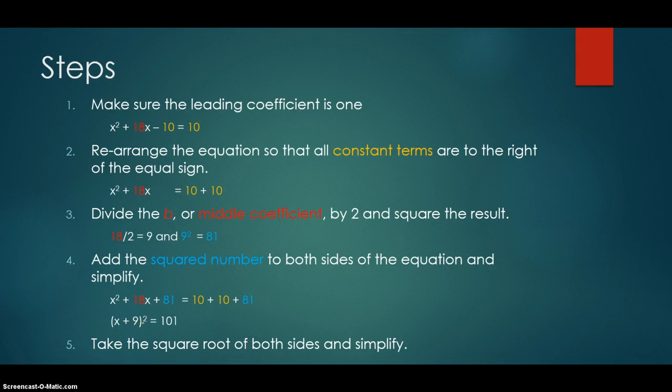We've got x minus 9 squared equals 101, and then we're going to take the square root of both sides and simplify. Believe it or not, some kids prefer this method. Once they learn it, this is the one they'll always go to, because as long as this coefficient is equal to 1, these steps work every time. You don't have to worry about factors.